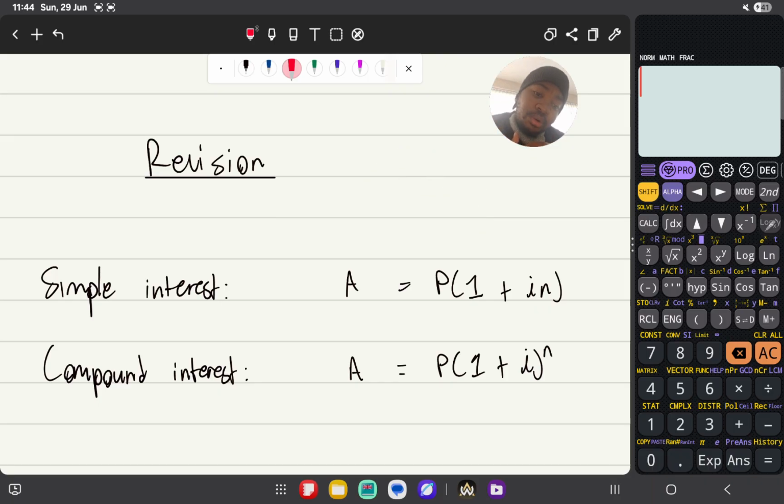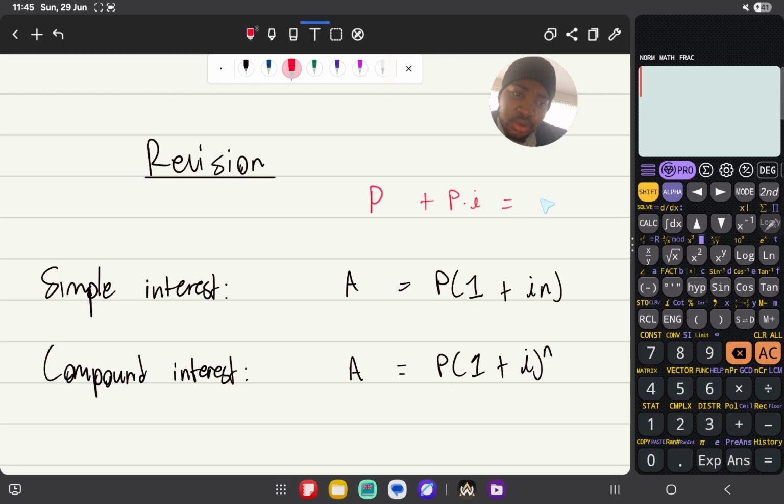So let's talk about compound interest. As for compound interest, what really happens is this: you have money, 1000 rand, and you want to invest it. If you invest that money for a year, this is what you're going to have at the end of the period: that money plus the interest, which is interest times principal. That's the amount of money you're going to have.